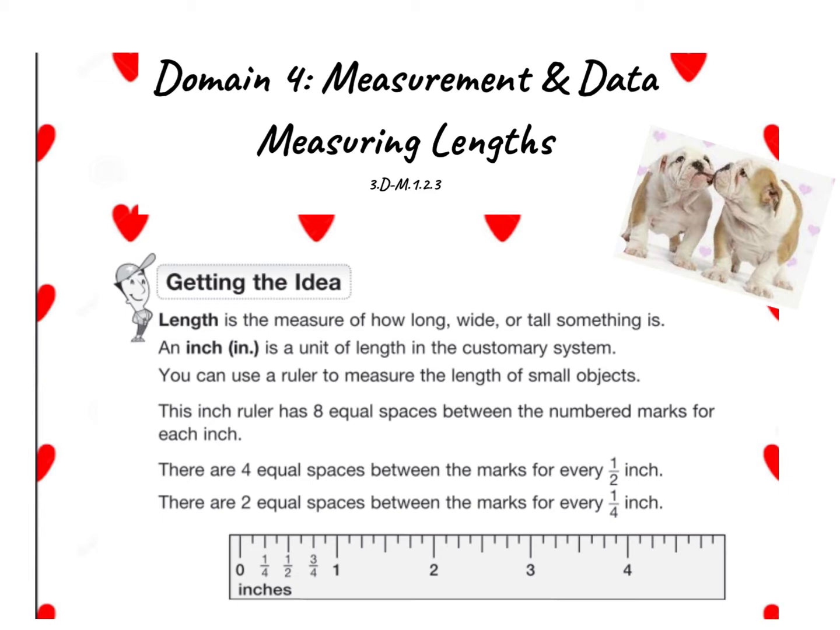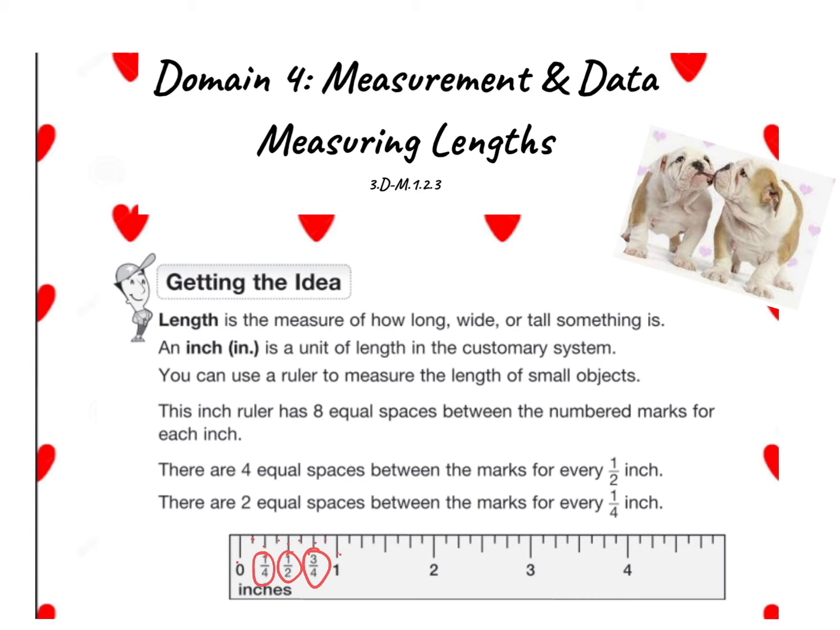This inch ruler has 8 equal spaces between the numbered marks for each inch. There are 4 equal spaces between the marks for every half inch, and there are 2 equal spaces between the marks for every quarter inch. These are the main lengths we're going to be working on this week. In 3rd grade, we're looking at the quarter inch, the half inch, which is halfway between 0 and 1, and then 3/4 of an inch. If you see these other notches, that would be 1/8, 2/8, 3/8, 4/8, 5/8, 6/8, 7/8, and 8/8, which would get us to 1.